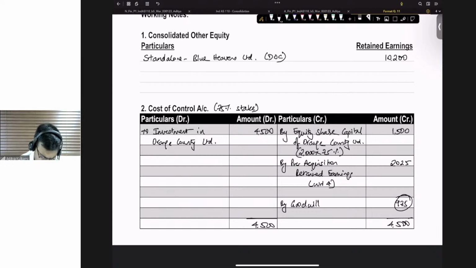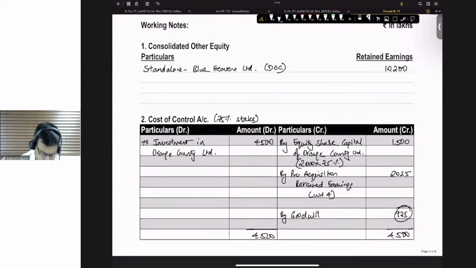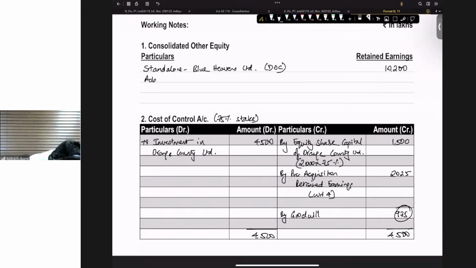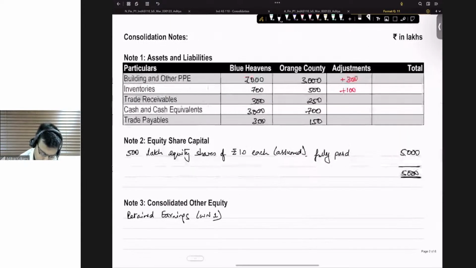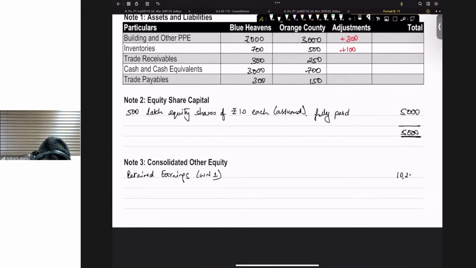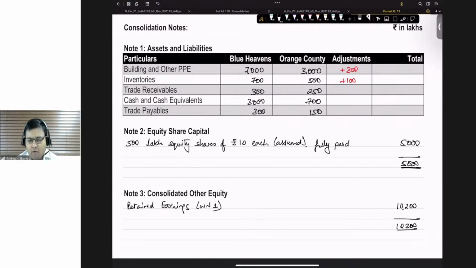Okay. Acha. Any post acquisition reserves you are having? Answer is no, you won't. So add post acquisition reserves from Orange County Limited. Nothing is there because this is the balance sheet on the date of acquisition. So 10,200. Okay. So here retained earnings will obviously be 10,200. And now all impacts are given, all totals are balanced, no working notes left out.